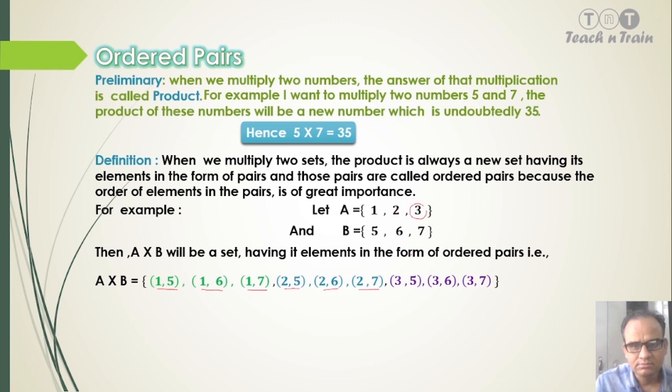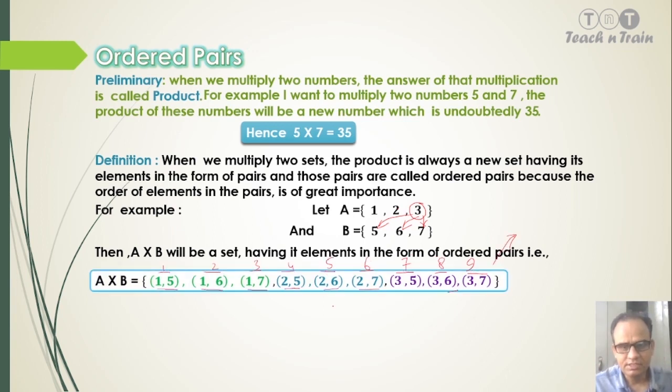Next I'll select the third element and pair it with the first element of the second set, the second element, and the third element, and I'll write it as (3, 5), (3, 6) and (3, 7). We can see that there are a total of 9 ordered pairs which are the elements of A cross B. So A cross B is not like a simple set, it is a set which contains its elements in the form of ordered pairs.